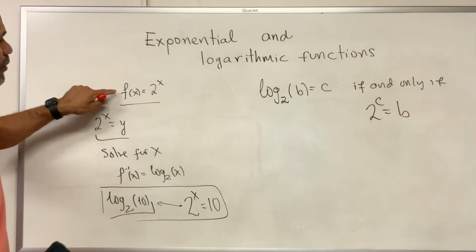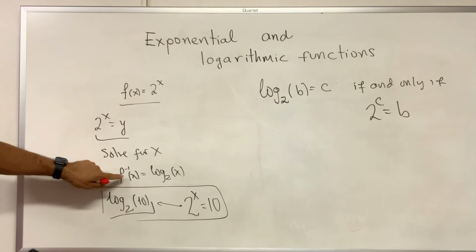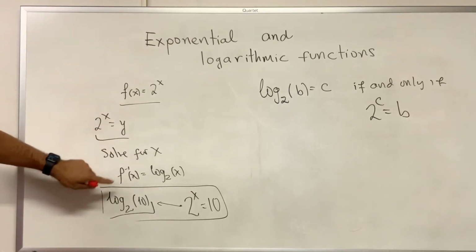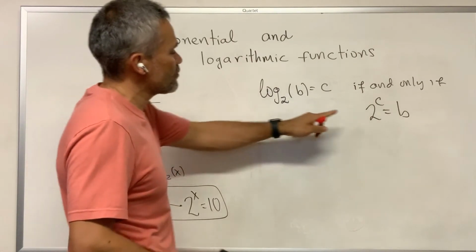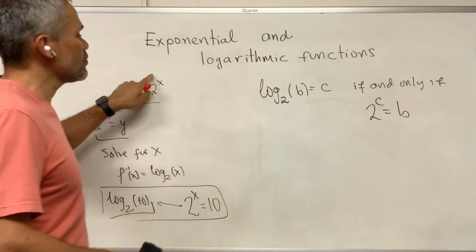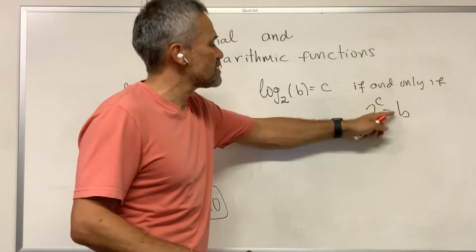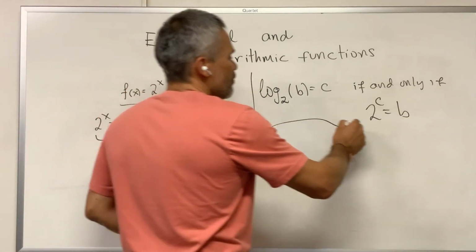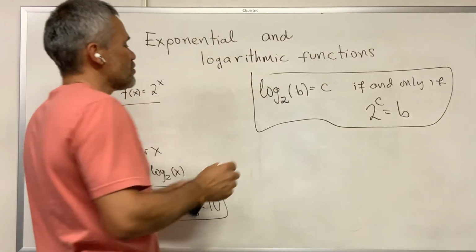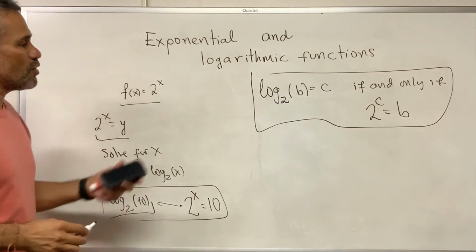As we know, when we try to find the inverse of a function, we need to solve an equation. And in this case, the equation that we have to solve has to do with 2 to the x, 2 to the c equals b. Then this is going to be very useful. And this is the definition of log in base 2 of a number.